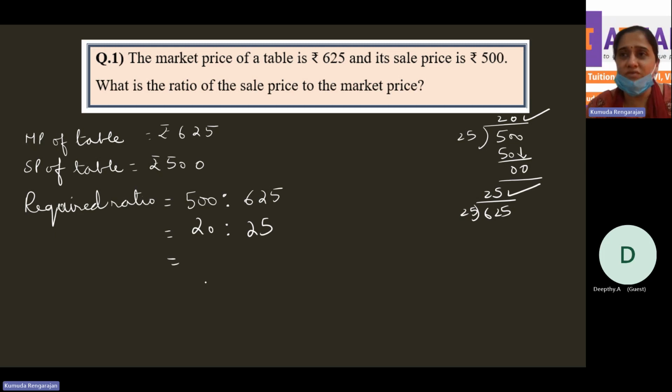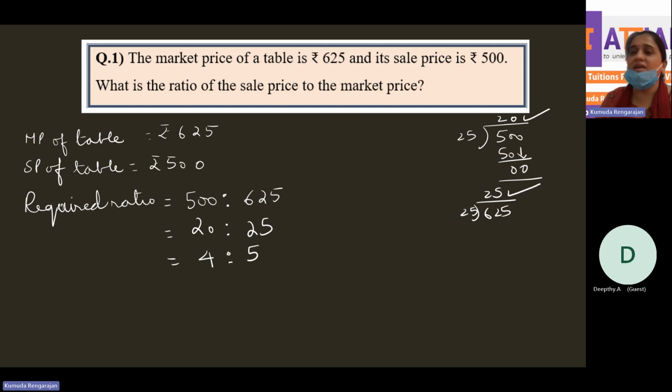But this can be simplified further, right? In the tables of 5. 5 4s are 20. 5 5s are 25. So the required ratio is 4:5. All right. The required ratio is 4:5. Correct? Write down quickly.